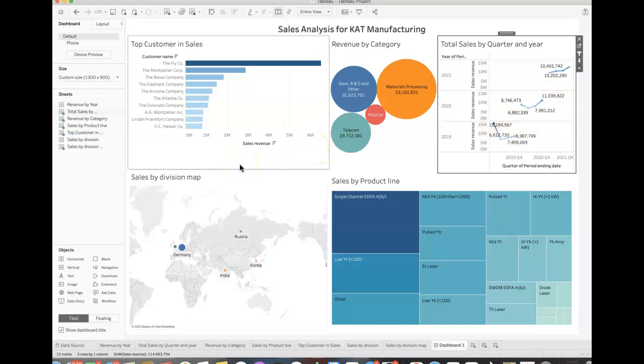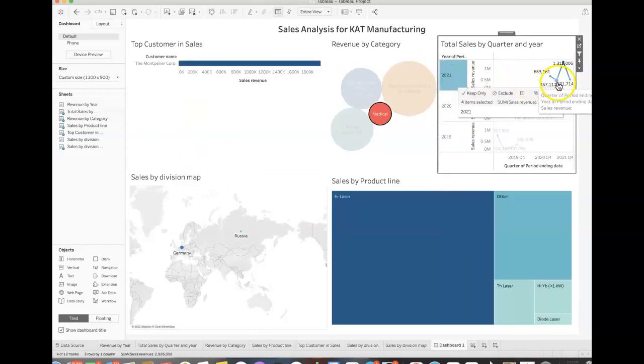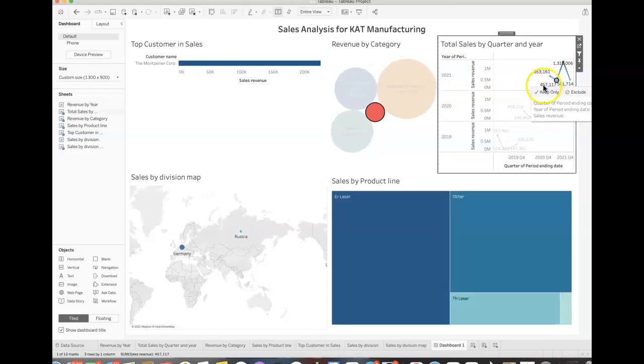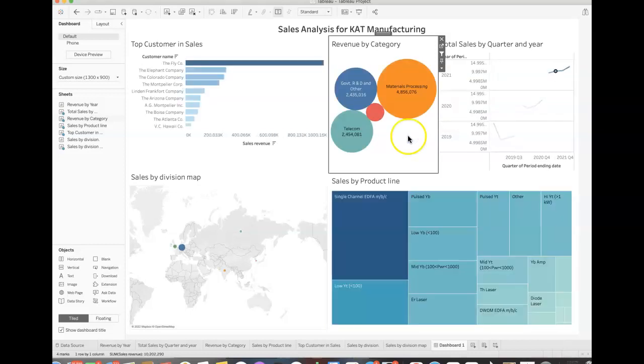Question 2, what were the total sales revenues for the medical category in the second quarter of 2021? So we go to medical category, 2021, quarter 2, where sales revenues are $457,117.